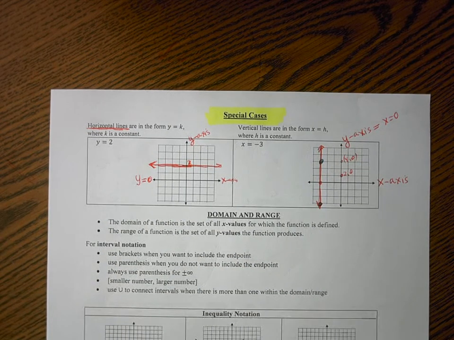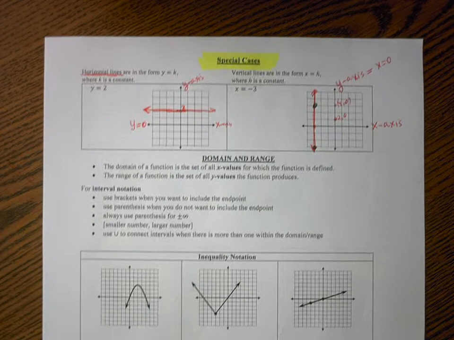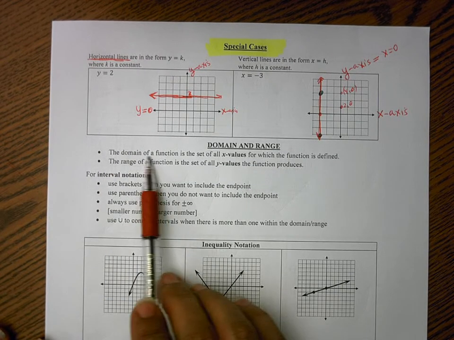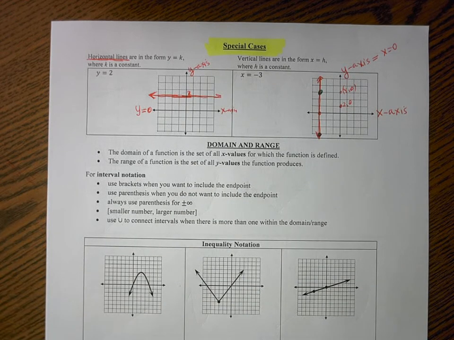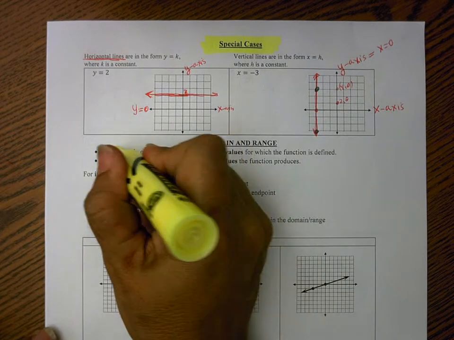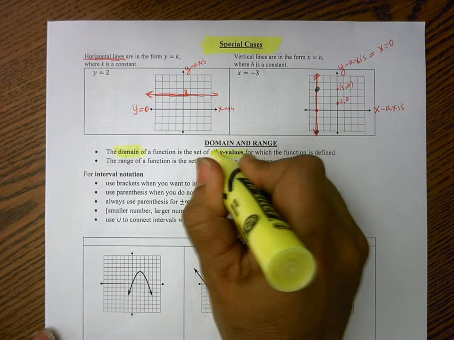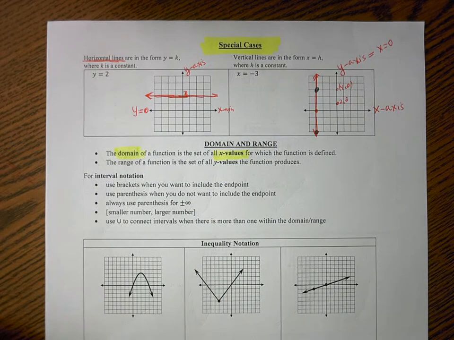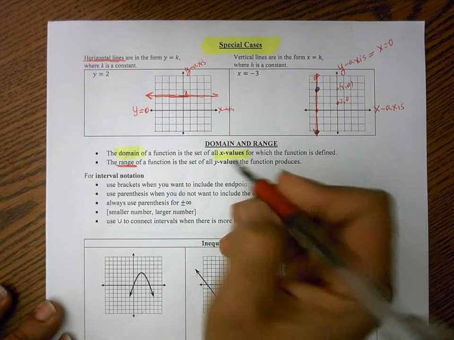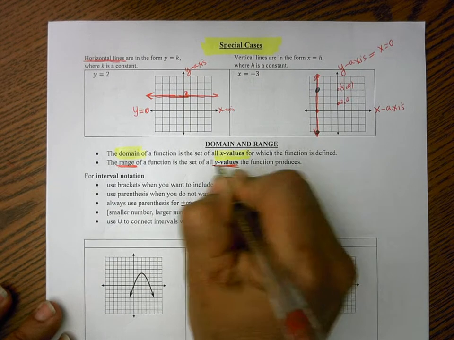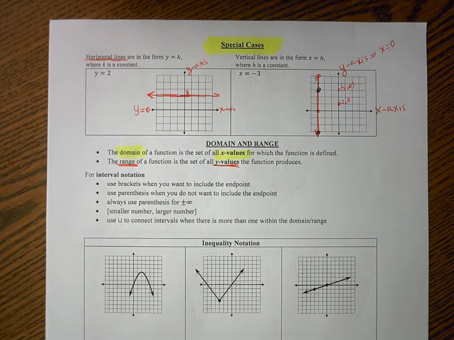Now let's talk about domain and range. The domain of a function is the set of all the x values. Why don't we highlight that, because it's super important. So domain, we're talking about x values. The domain of a function is the set of all the x values for which the function is defined, for where the function exists. Now the range, let's use red, the range is the y values. So just remember that. The range is the y values for the function.